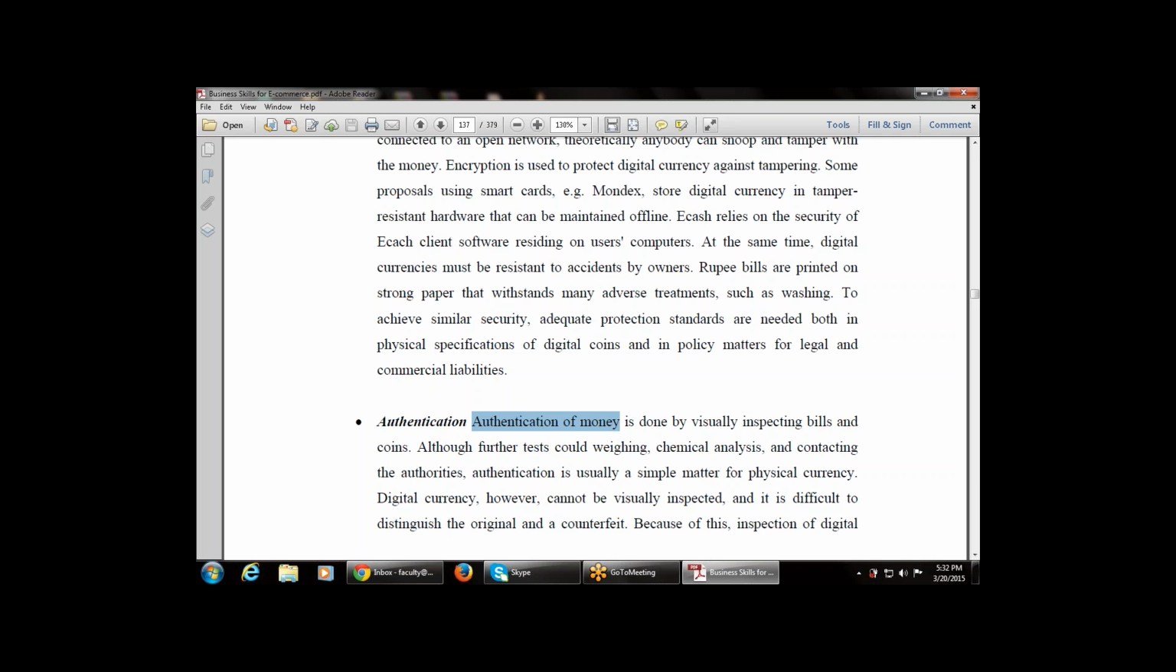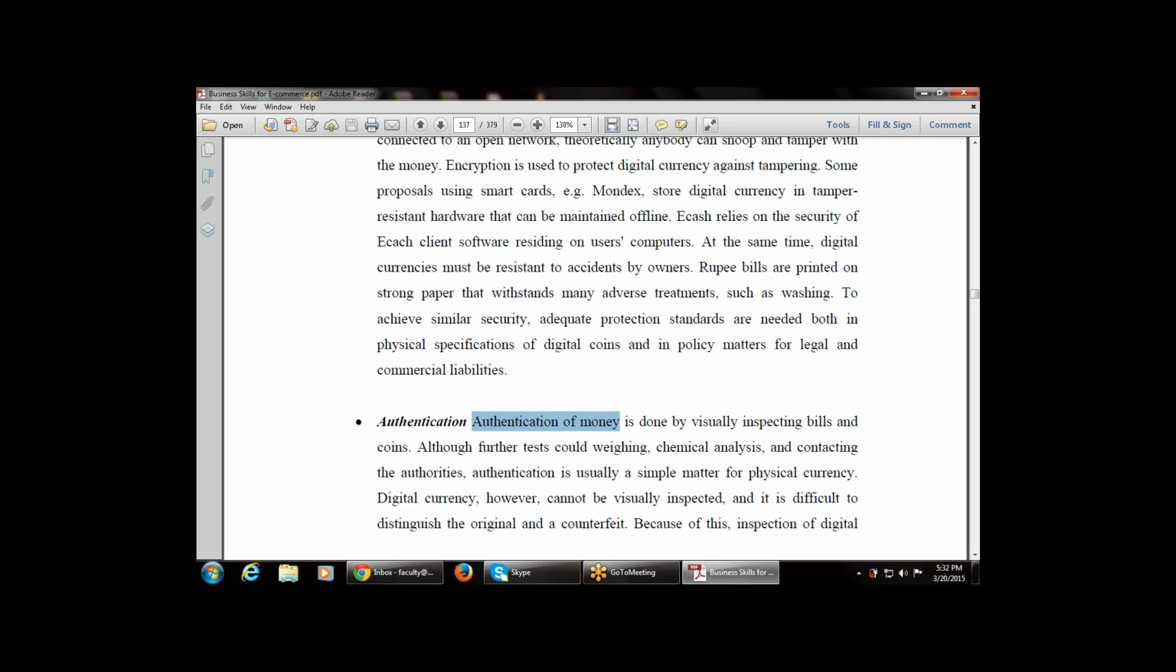If I see the bills and the coins, I want to know that this is an authenticated bill, this is an authenticated coin. Further tests could vary, such as chemical analysis and contacting the authorities. These are the various methods by which I judge whether the payment is authorized, that the coin or the note or the money that is used is authorized money or not. Authentication is usually a simple method for physical currency.